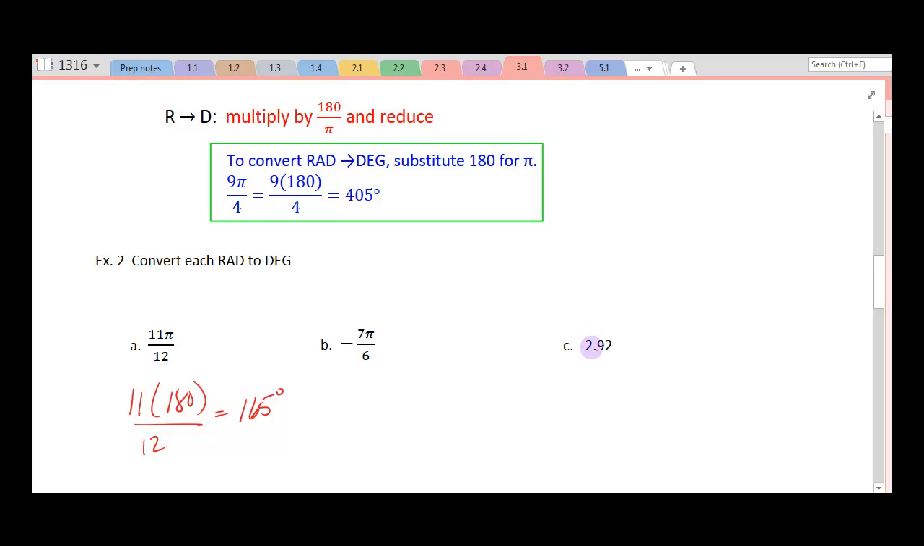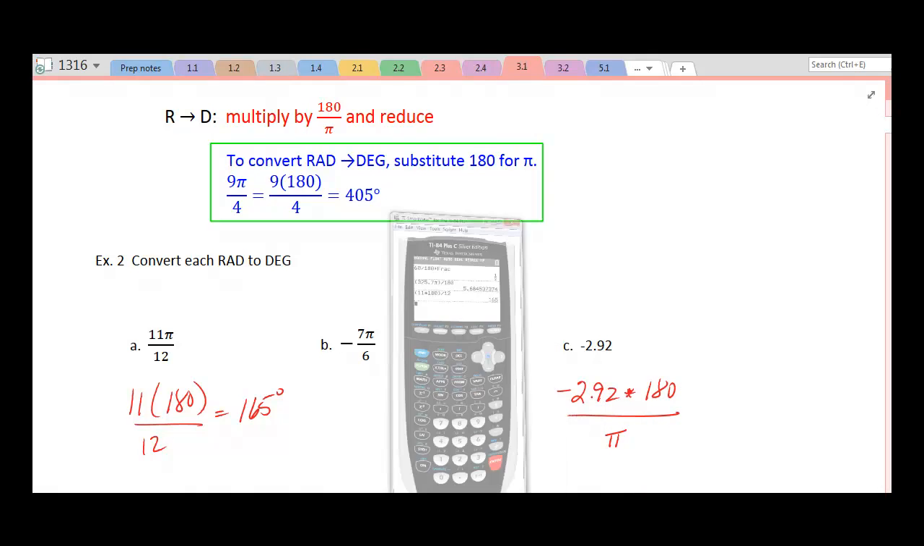Okay, let's skip over and let's do this one together. This is negative 2.92. Now, this is not something I would have been able to memorize, unlike these other angles I'm going to memorize off of the unit circle. This is something that I would want to just enter into the calculator to see how it's done. But the values are going to work out the same. We would multiply negative 2.92 times 180 and divide it by pi.